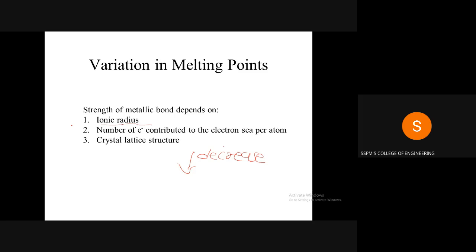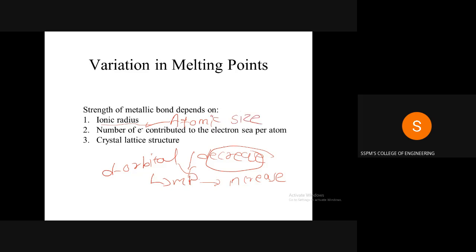Also melting point depends upon ionic radius, which means atomic size. These are related concepts. Ionic radius and atomic size are related concepts. How is it? If the ionic radius is smaller, then the atomic size will automatically be smaller. When one compound has three orbitals and another compound has four orbitals, which has the bigger atomic size? The one with four orbitals has the bigger atomic size.